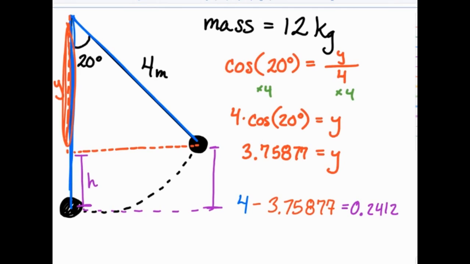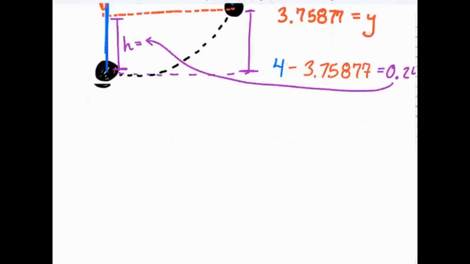And I get 0.2412. So that's going to be this change in height. And now that I have my change in height, I can use conservation of energy to figure out how fast it's going at the bottom.